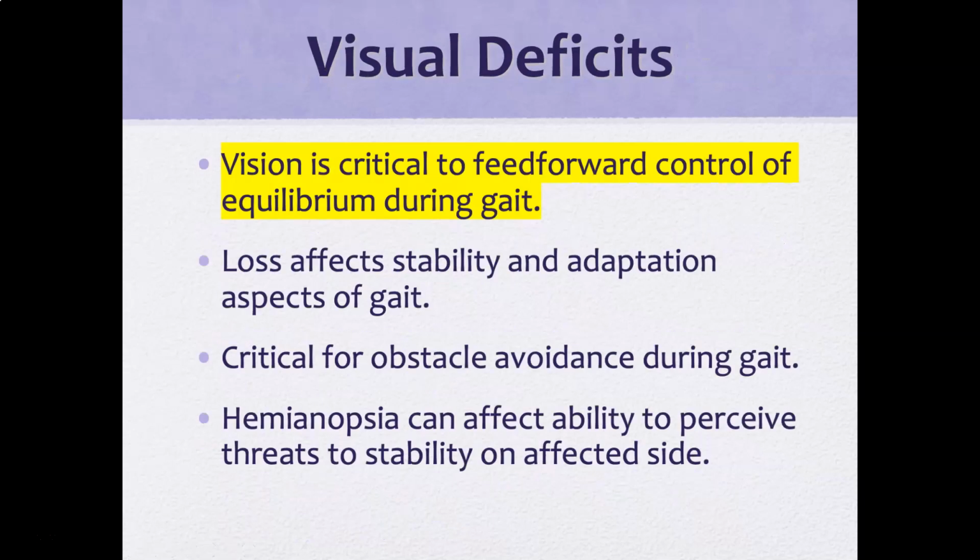Visual input is critical to feedforward control of equilibrium during gait. So we have to know where we're going. Where's that visual feedback? Loss affects stability and adaptation aspects of gait. Obviously critical for obstacle avoidance. If you don't see that rock in the road or the bump in the road or a dip, well, you're going to fall, right? So visual deficits play a huge role. Hemianopsia can affect ability to perceive threats to stability on the affected side.